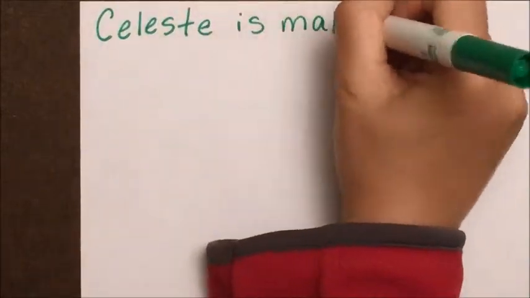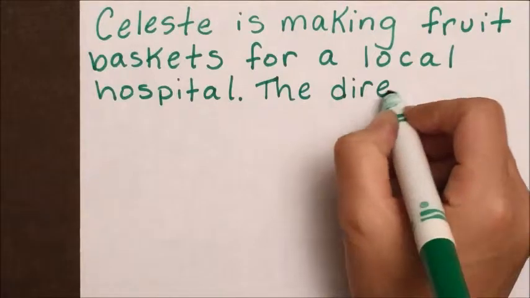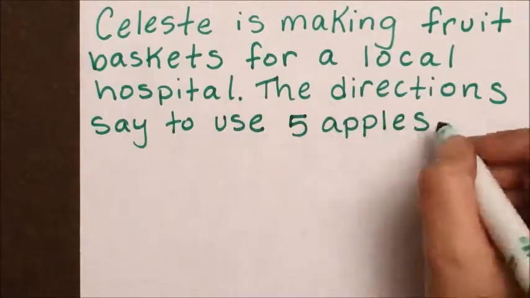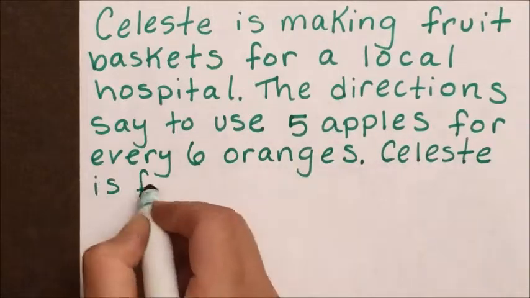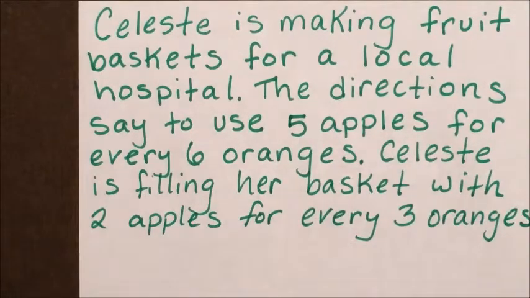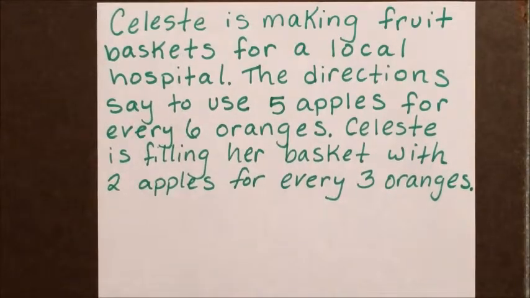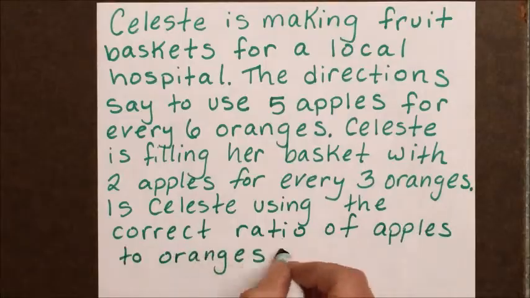Let's try one more problem, and you can pause at any time to see what you can solve on your own. So Celeste is making fruit baskets for a local hospital. The directions say to use 5 apples for every 6 oranges. Celeste is filling her basket with 2 apples for every 3 oranges. And we want to know, is Celeste using the correct ratio of apples to oranges?